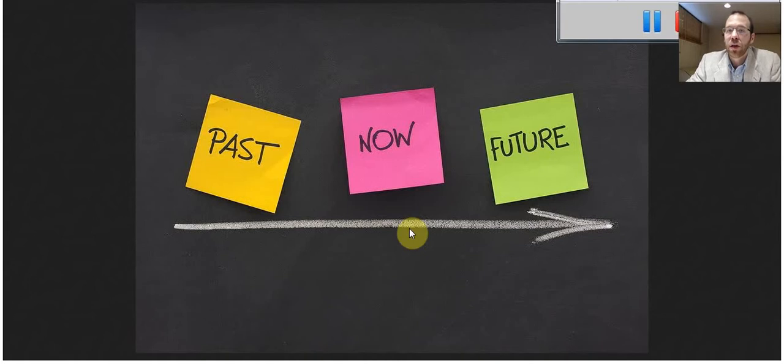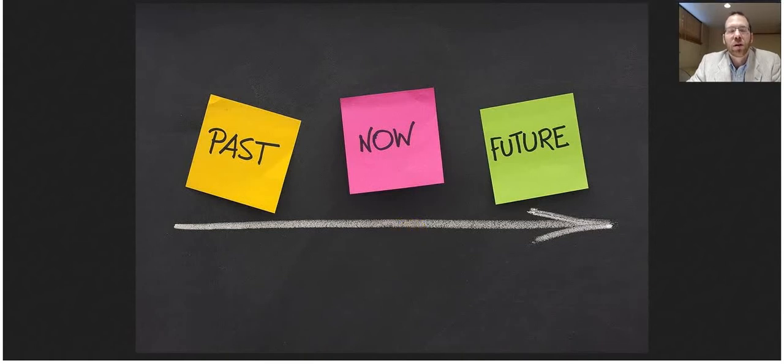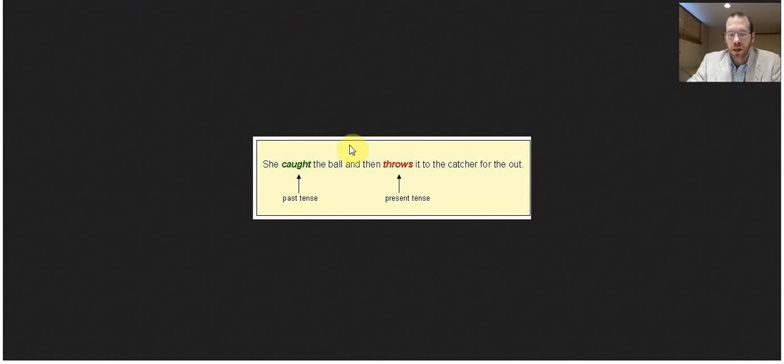For example, you can include words like tomorrow or yesterday or last week to help clarify when you're talking about. But generally speaking, controlling your verb tenses is a strong indicator to the speaker that you understand when this event happened and that you're communicating very clearly when this event happened. Okay? So let's take a look at this sentence here.